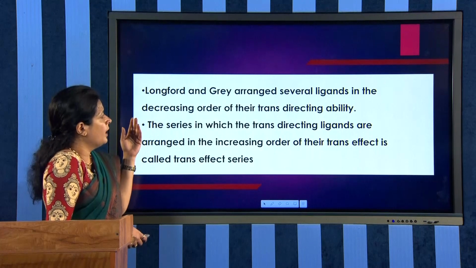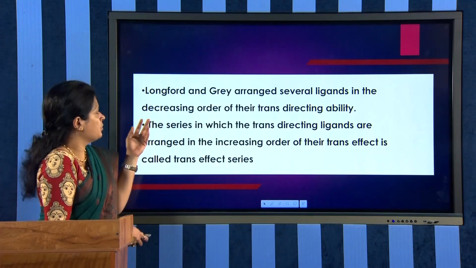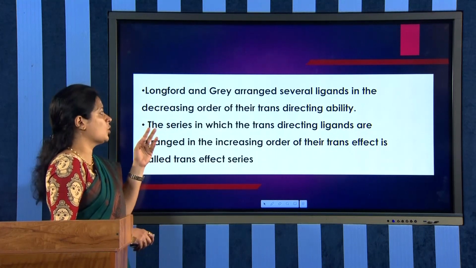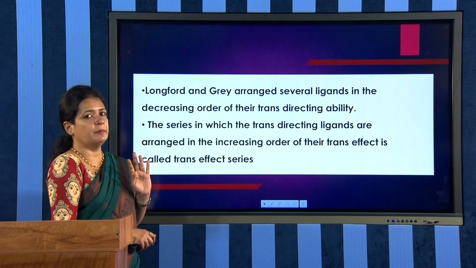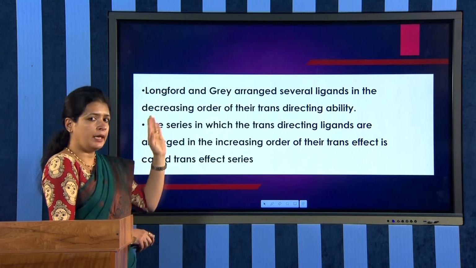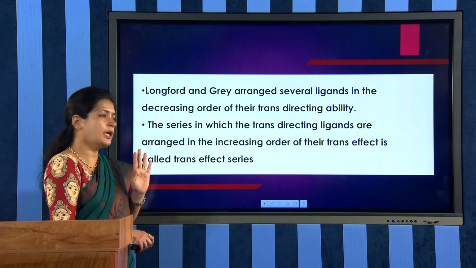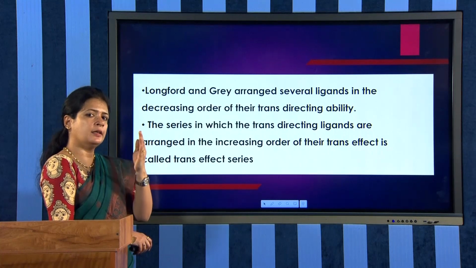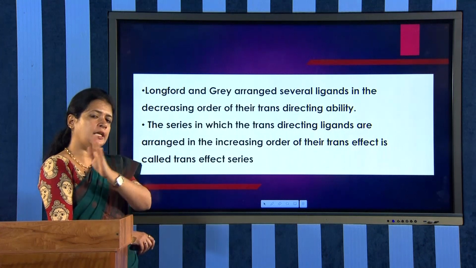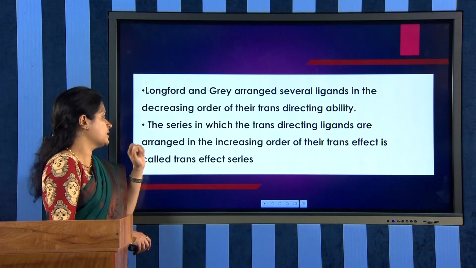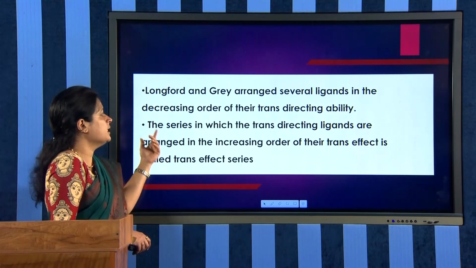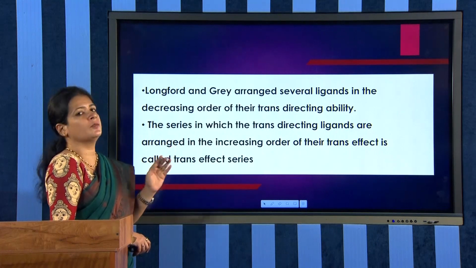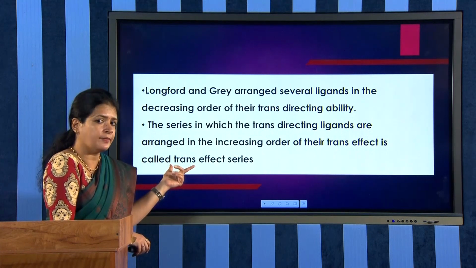Okay. And this trans effect, it was Langford and Gray. They arranged these several ligands based on the decreasing order of their trans-directing ability. They arranged these ligands in a particular order, and that arrangement is called the trans effect series. So, what is the trans effect series? The series in which the trans-directing ligands are arranged in the increasing order of their trans effect is called the trans effect series.